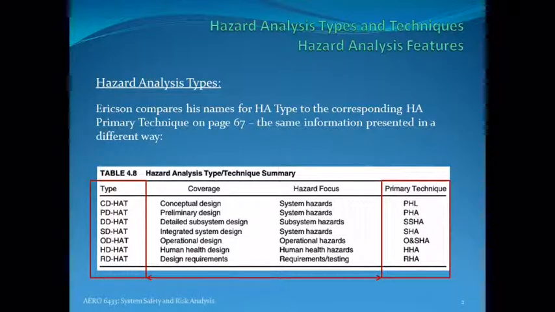Now, if you haven't gathered already, the names of the hazard analysis types sort of present a timeline as you go through a system life cycle. First, you start with the concept design, preliminary design, and work your way on down. Then you get a detailed design, integrated systems, operations, human health, and design requirements. So as you go through the system life cycle, that is how the hazard analysis types work through.